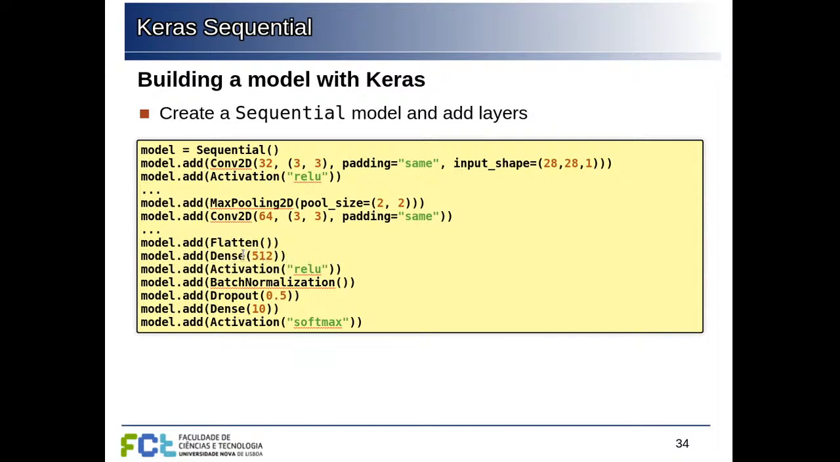And now we can add a dense layer, the activation, and for example, you can put batch normalization, dropout, and you can try these different techniques that we saw. So in this case, a dropout of 50% here. Then we have an additional dense layer of 10 because we are classifying these images into 10 different classes.